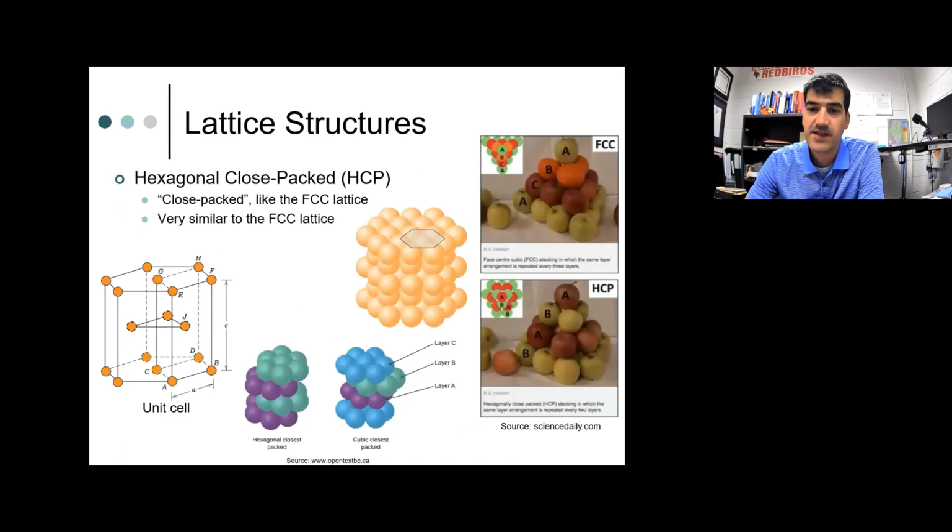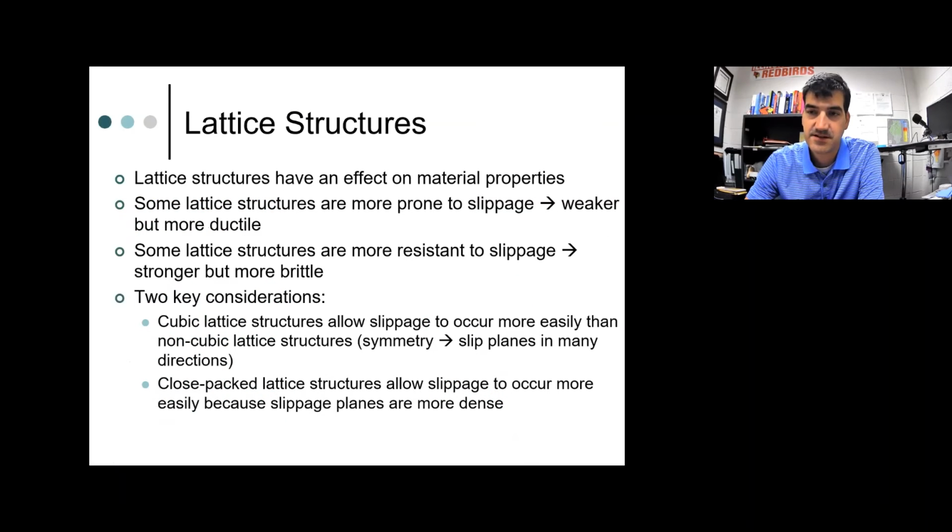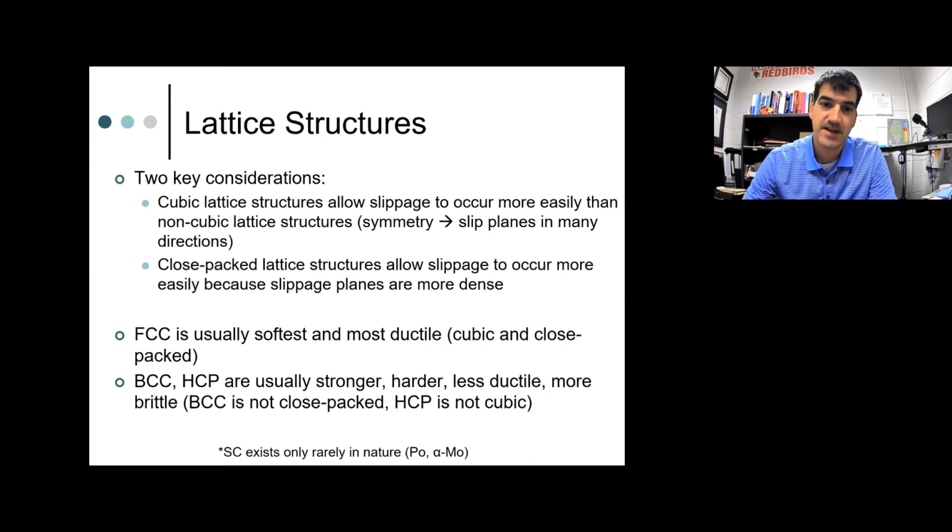So you should know these 2 bullet points. You should know this factor right here, that cubic lattice structures allow slippage more easily than non-cubic lattice structures, and you should know that close-packed lattice structures allow slippage more easily than non-close-packed lattice structures because of the density of the slippage planes. And you should know that what that means, combining these two, is that FCC lattice structures tend to be softer and weaker than simple cubic, BCC, and HCP lattice structures. That's exactly what I just said on this slide right here.